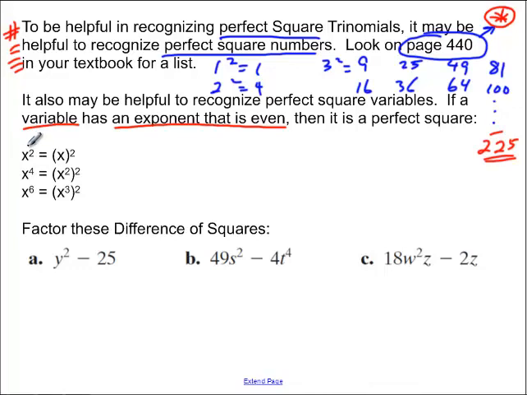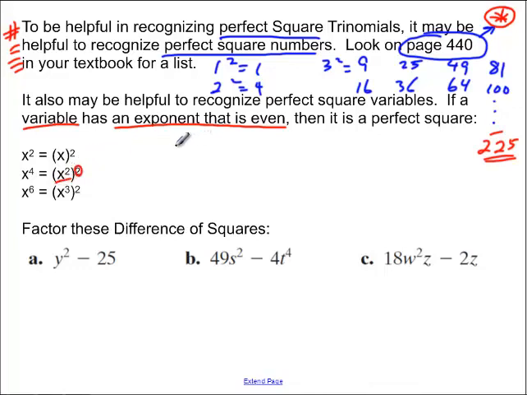So if I take a look at this, x squared, that I know is x squared. So here's my base, and it's squared. X to the fourth is also a perfect square. We can rewrite x to the fourth as x squared squared. And right there is our perfect square, and here's our base.